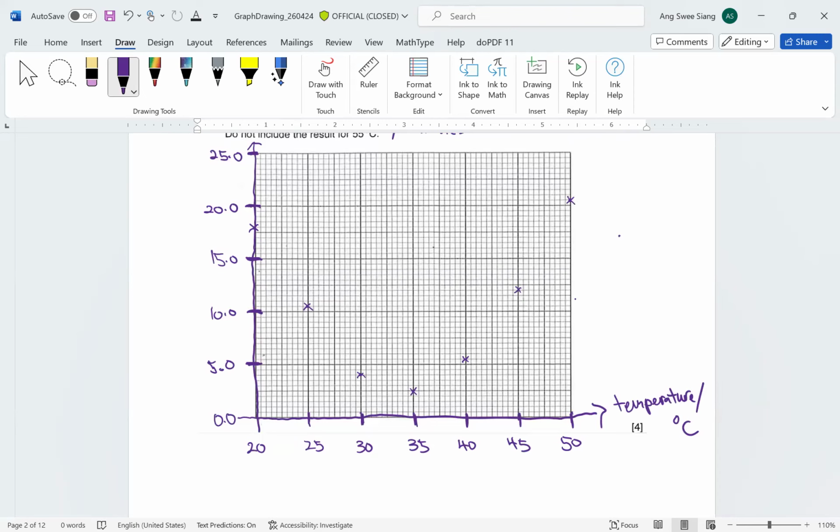So do you realize that my data points are well spread out? I cover almost the entire grid area. Do you realize that I cover the entire grid area for the x-axis? Then for the y-axis, only this portion and this portion are not covered, but from here to here will be at least half of the y-axis. My plotting covers at least half of the y-axis.